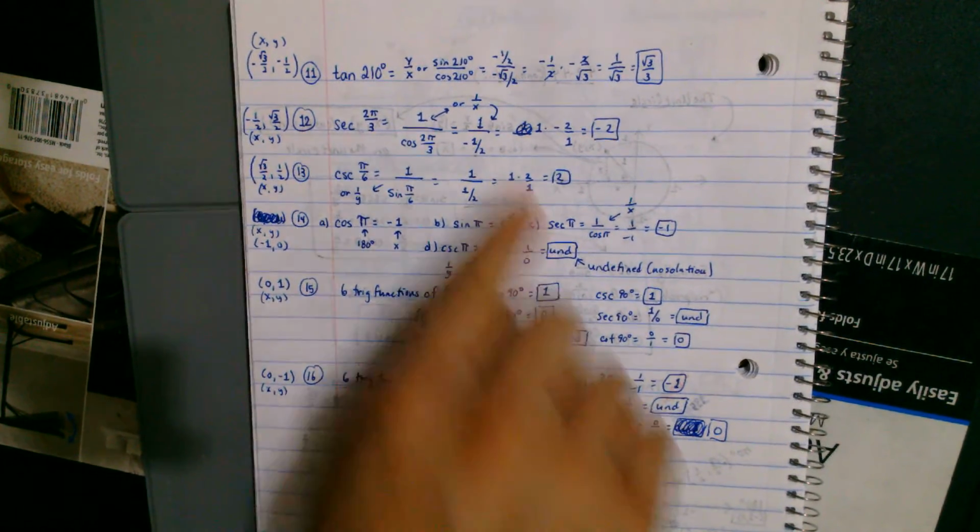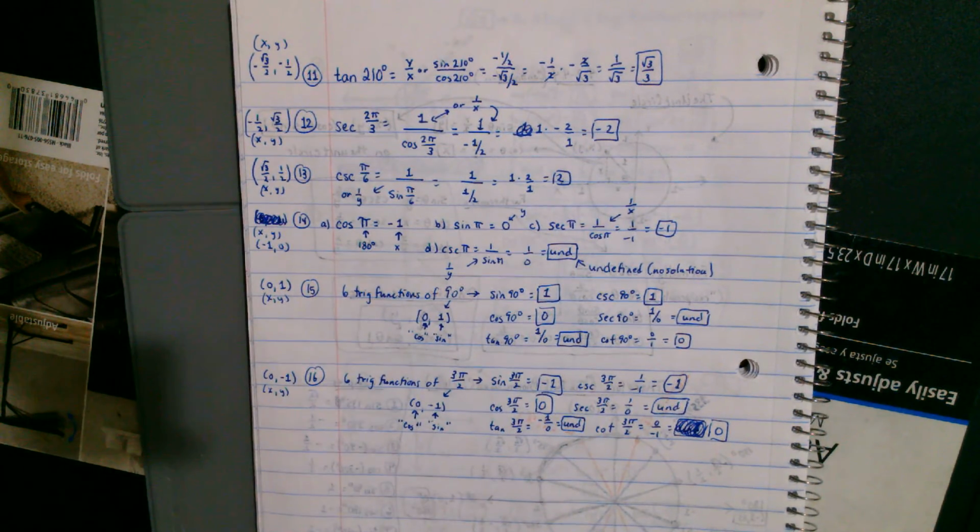So that's how you can find secant, cosecant, tangent, cotangent, not just sine and cosine all the time. So this essentially concludes 4.2 all the way to 4.4. 4.2 is the unit circle, 4.3 is the right triangles, and 4.4 kind of puts it all together.